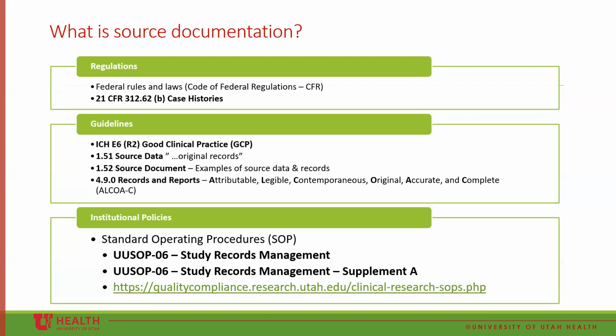The University of Utah has developed centralized SOPs, and there's one specifically for the collection and documentation of research records titled Study Records Management. This discusses collection and storage of participant research records, regulatory documents, and guidance on providing records for monitoring or auditing. There's also a supplemental document for records that should be included in the participant regulatory binder. The link of where to access these is included in this slide.